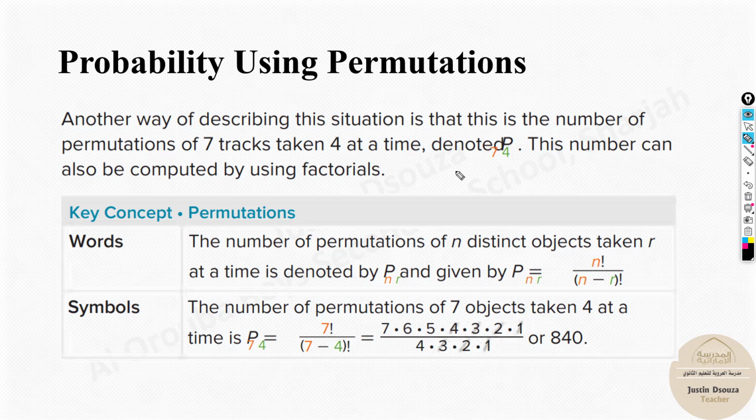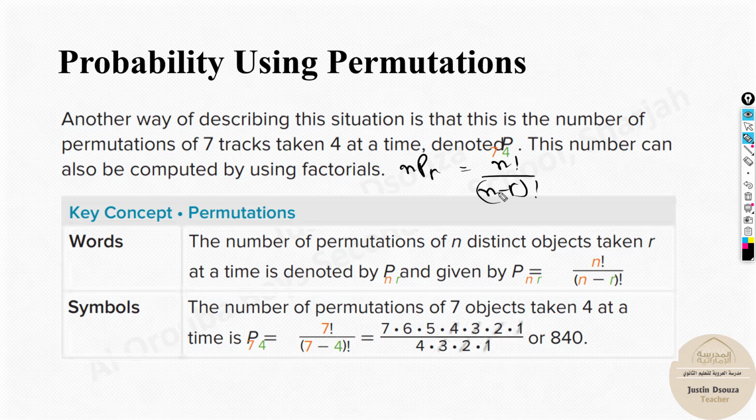Now this is the formula, let me write it: nPr equals n factorial divided by (n minus r) factorial. Whenever we use this formula, whatever the answer we get, the order makes a difference.